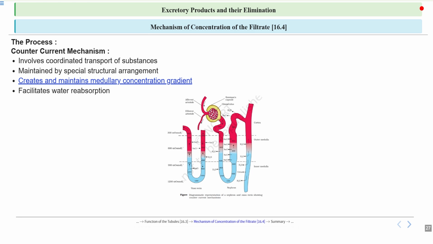It involves coordinated transport of substances and is maintained by a special structural arrangement. It creates and maintains a medullary concentration gradient. This is very important, and it facilitates water reabsorption.